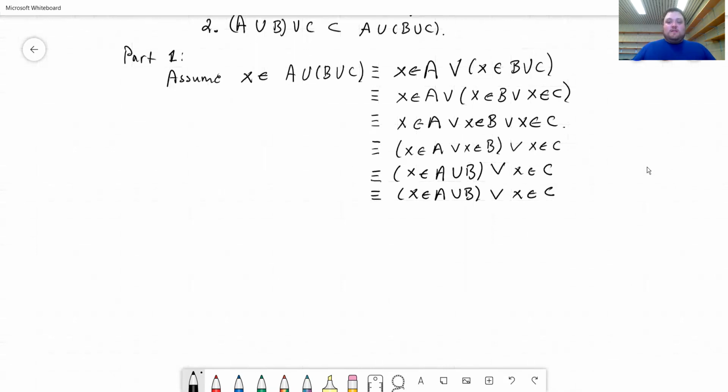And lastly, that means that if X is in A, or X is in B union C, then that's the same as saying, or equivalent to saying, X is an element of A union (B union C). And therefore, (A union B) union C is a subset of A union (B union C). And so we've shown part one.